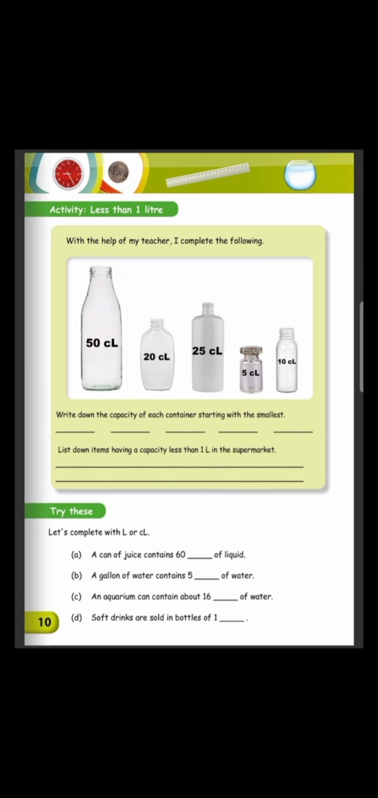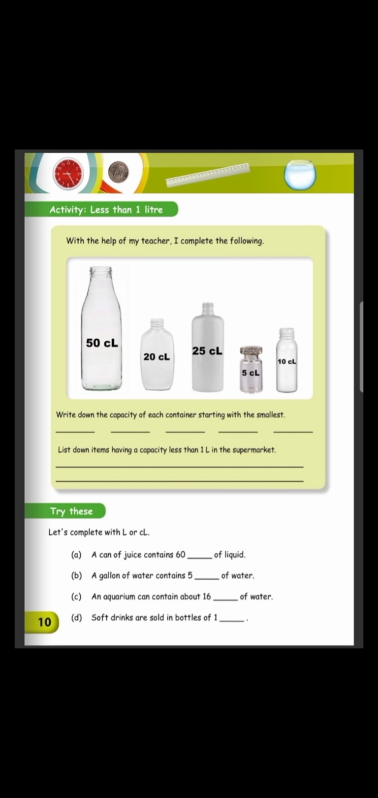Let us work this together. Which container has the smallest capacity? Which one has the smallest digit? It is 5 centiliters. Very good. As we can see, the size as well is smaller as compared to the others. In fact, it is the smallest. You should cross the container, 5 centiliters, excuse me. Then you write it down.